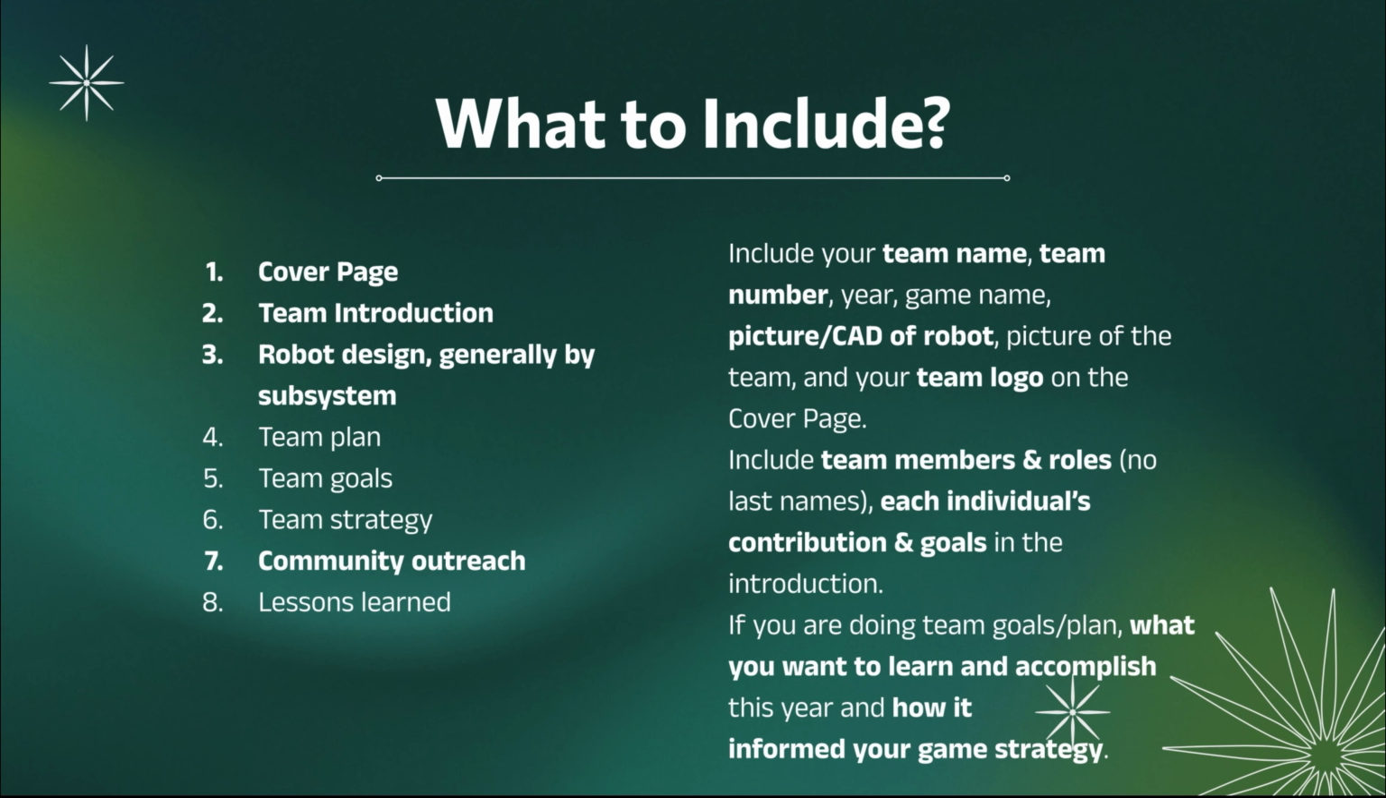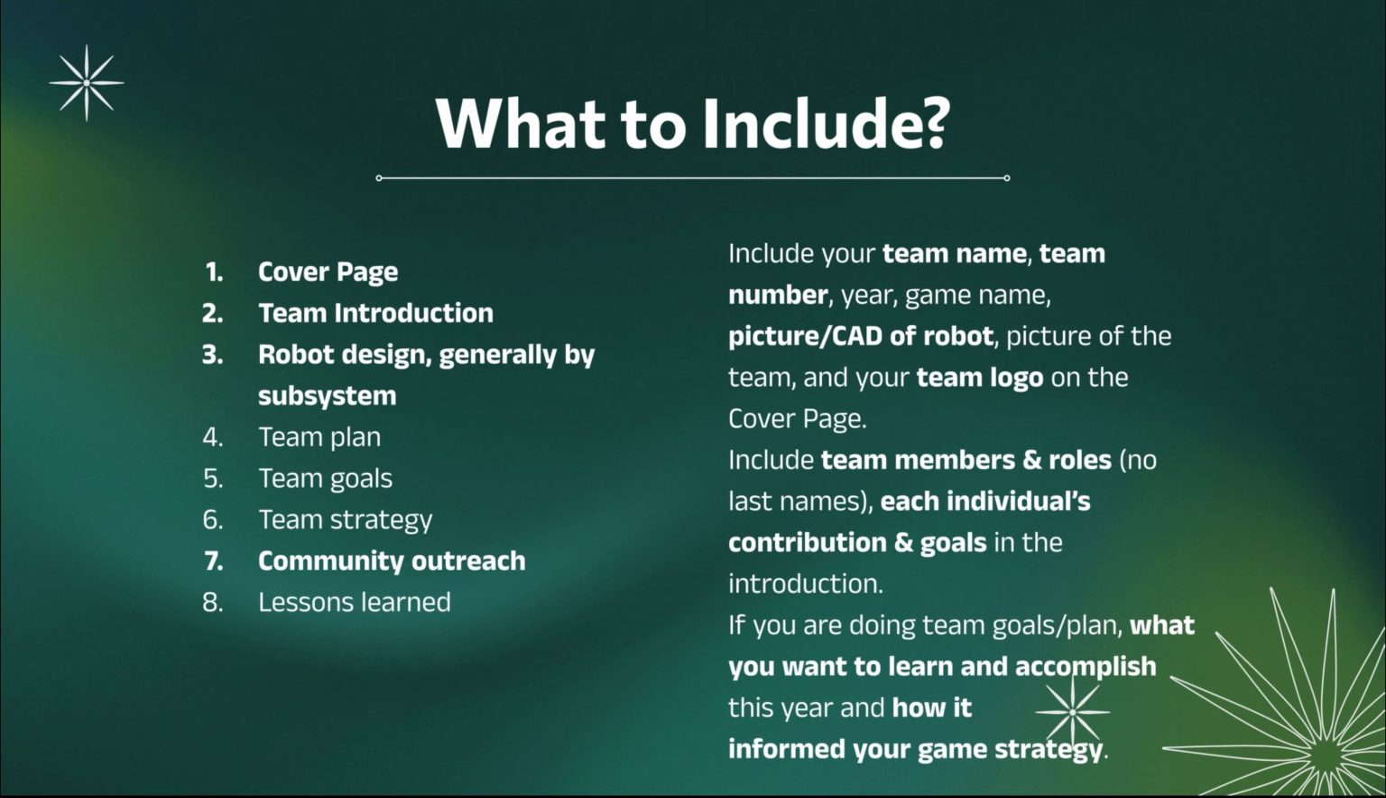Now, what do you include in your portfolio? There are 4 main things you want to include, which are the cover page, team introduction, robot design, generally by subsystem, which is essentially the hardware, and community outreach. Now these 4, including software, are the main ideas you want to have in your portfolio. Along with that, it's recommended to have a team plan, goals, and strategy section, along with the lessons learned section in your portfolio. It's not necessarily required, but it's definitely recommended.